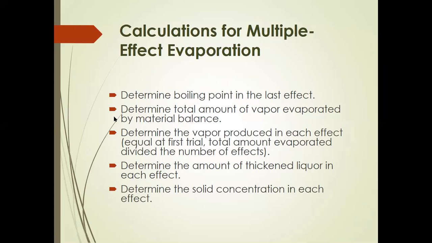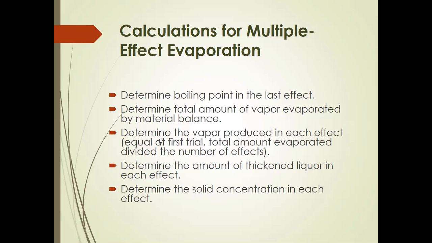So the second step is to determine the total amount of vapor evaporated by overall material balance. So we will make an overall material balance on our entire system and determine the total amount of vapors evaporated, meaning it has already summed up all the water evaporated in each of the effects. So that's the second step.